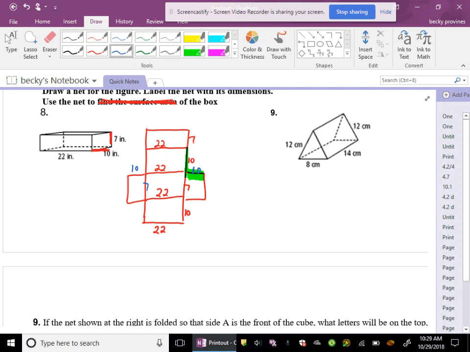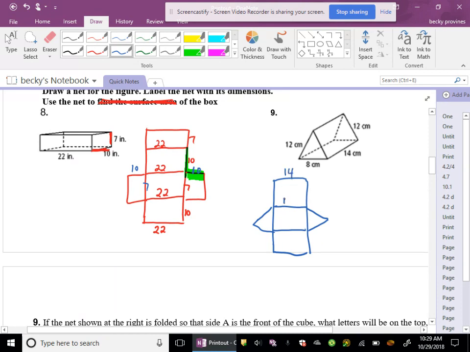What shape do you see the most of? Well, I see 3 rectangles. So let's draw those 3 rectangles first. And then I see there's 2 triangles on both ends. Now those triangles don't have to go there. You could put them anywhere on the left and anywhere on the right. It really doesn't matter.